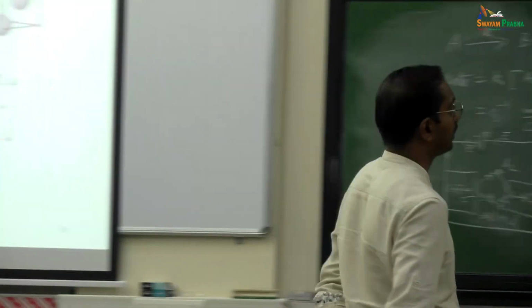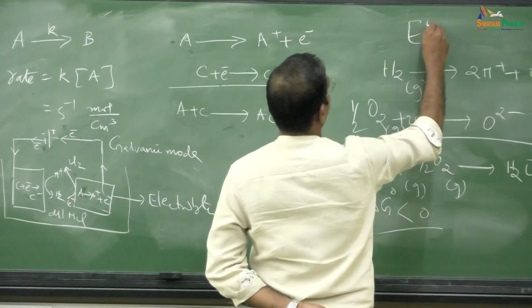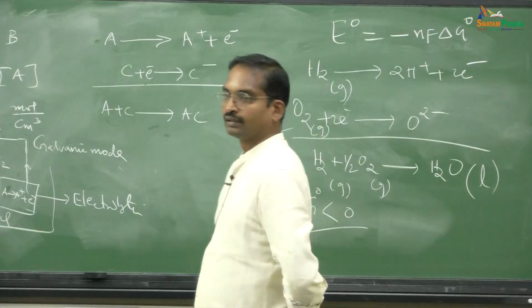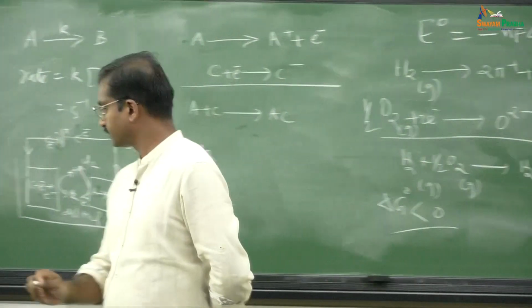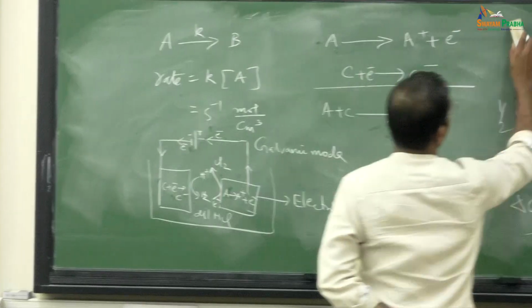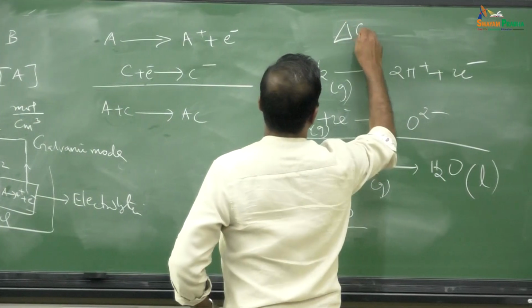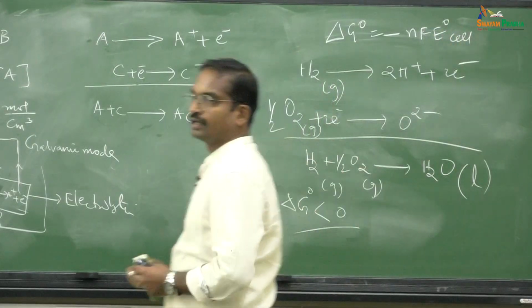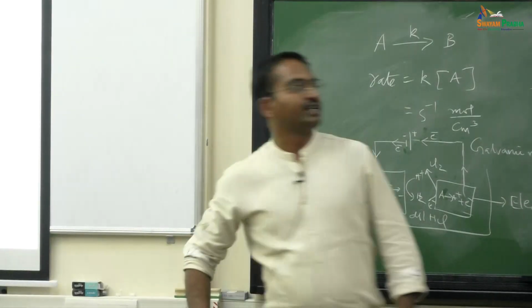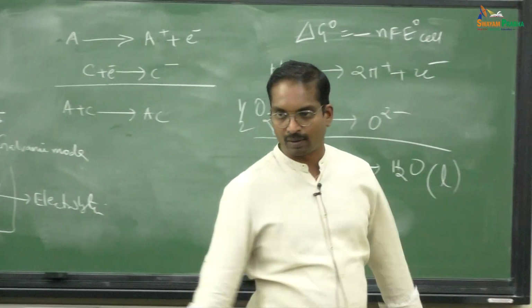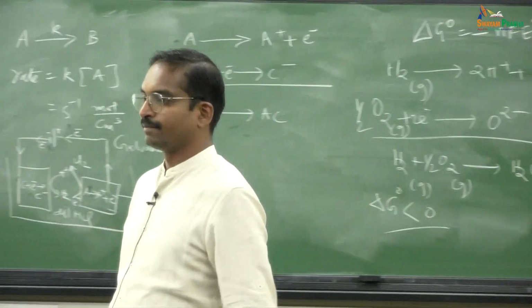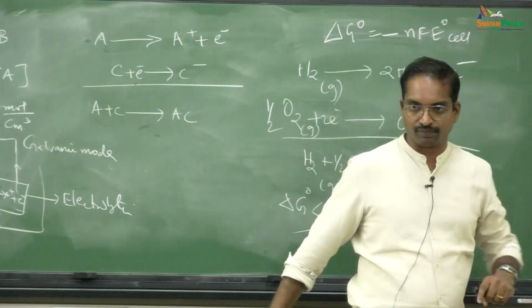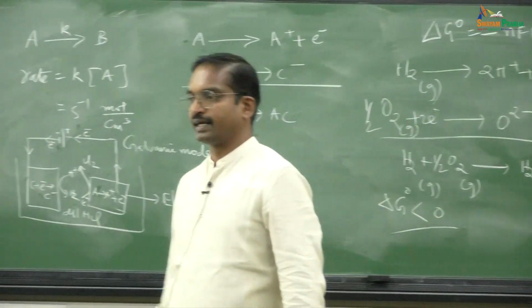You can calculate the corresponding E naught value. For calculating E naught value, you have to use this relation. You see, if delta G is negative, then E cell has to be positive because n is a number, F is a number, they are positive numbers. So, if delta G is negative, then E cell has to be positive. If E cell is positive, such cells will be galvanic cells.